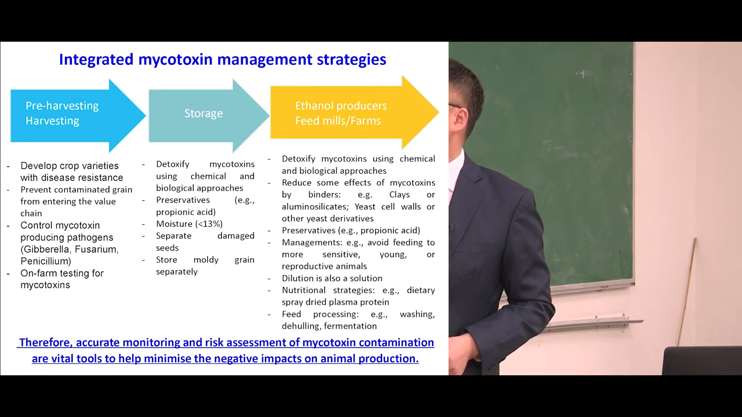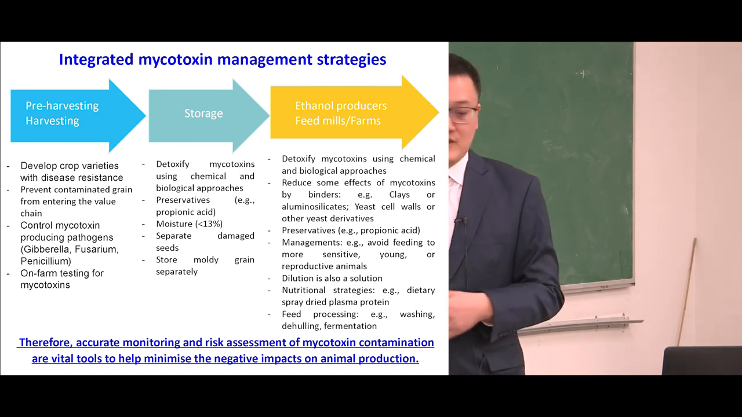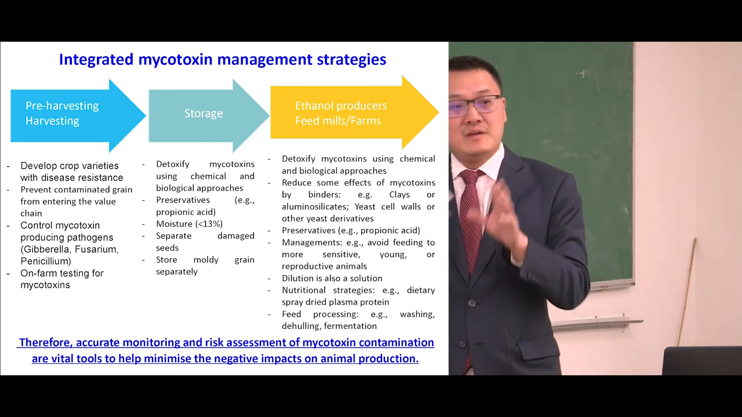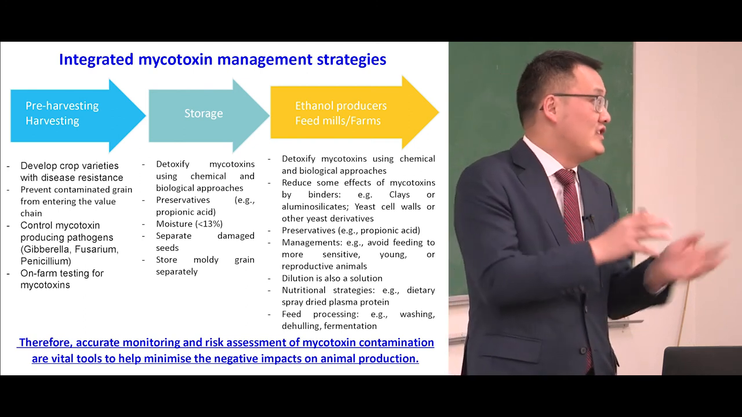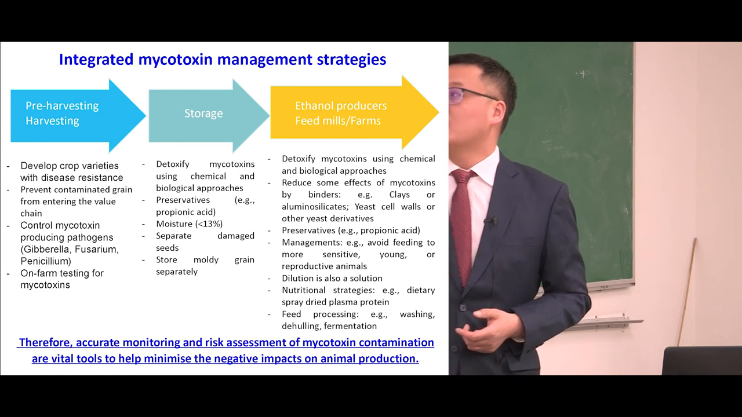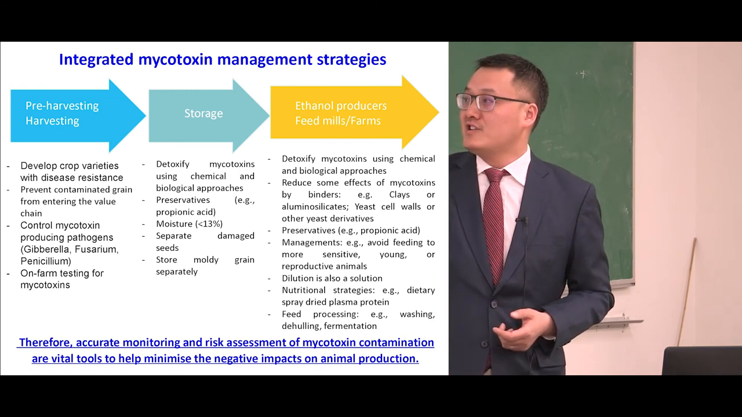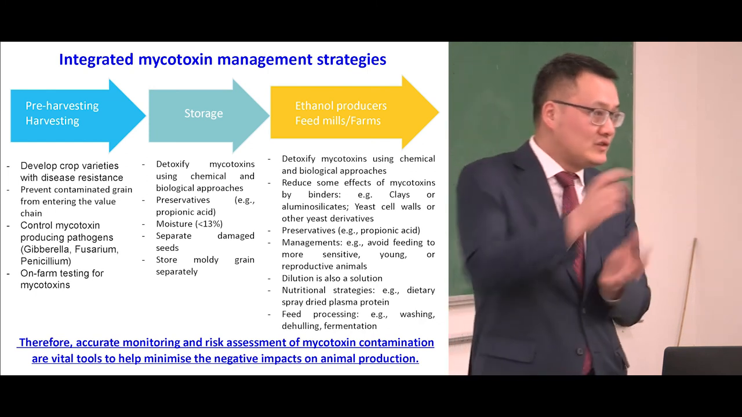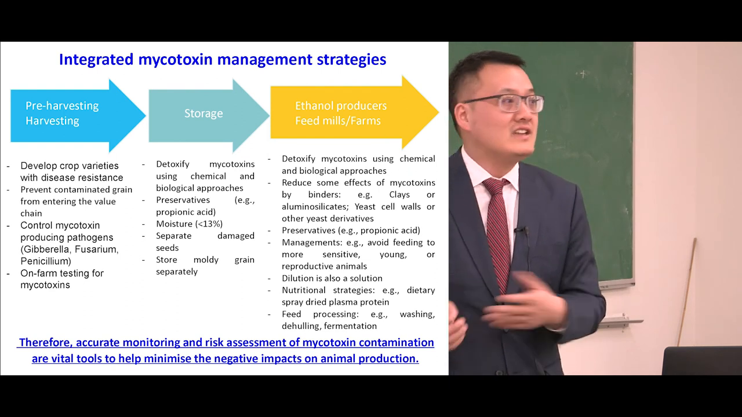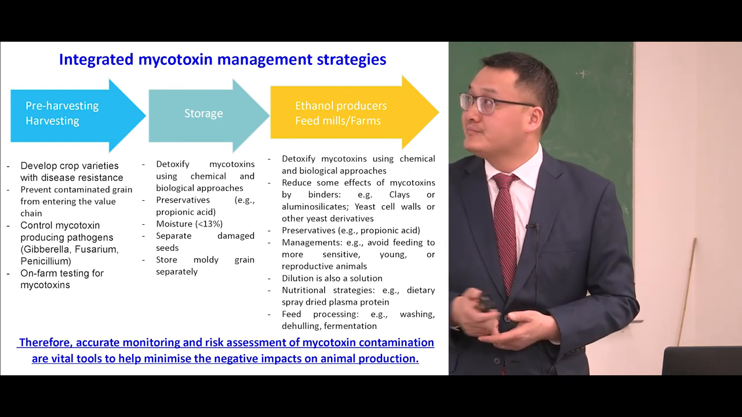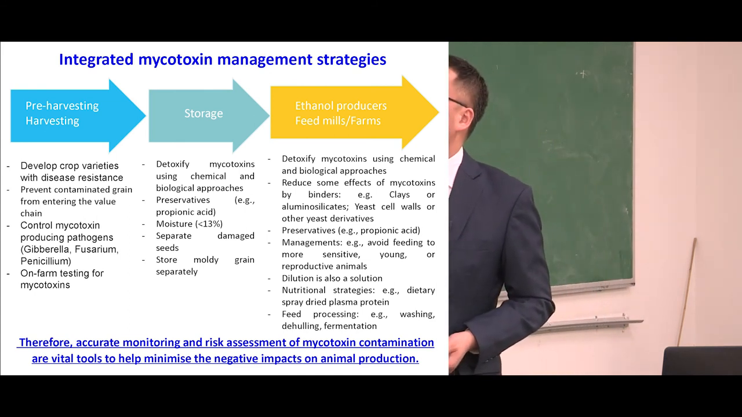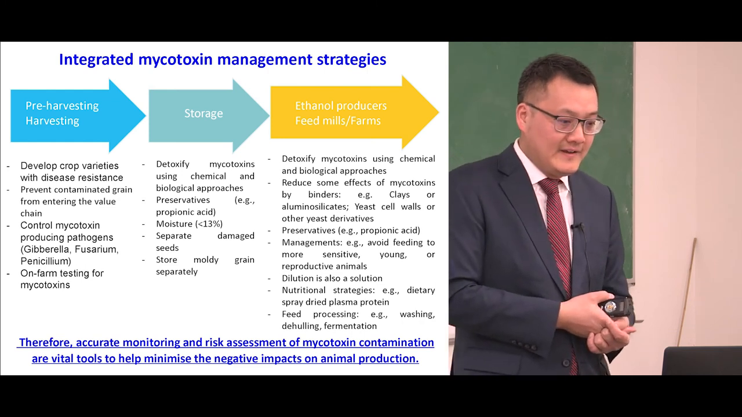And the feed processing, right, this can be washing and dehulling. For washing, because most mycotoxins are water soluble, and dehulling because the mycotoxin may be contaminating the surface of grains and seeds. So this can also reduce the mycotoxin contamination of the feed ingredients. And also fermentation sometimes can detoxify or transform the mycotoxin to another form with less toxic effect. So anyway, this is all about the strategies we can use to reduce the mycotoxin risk in the feed industry.